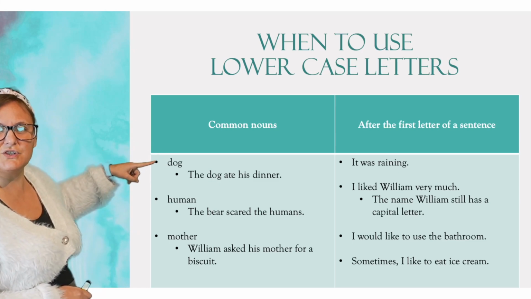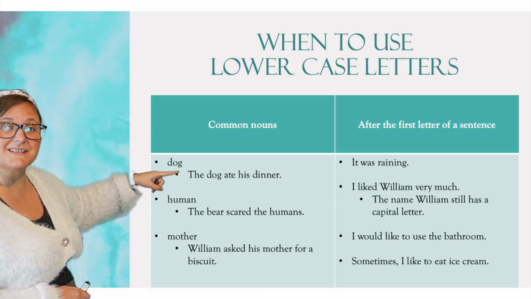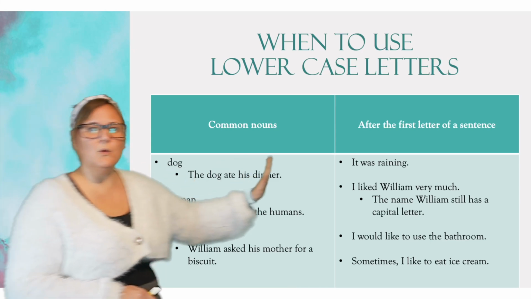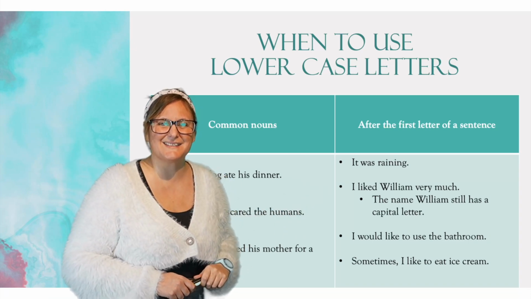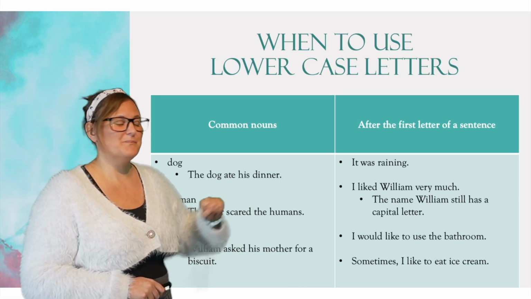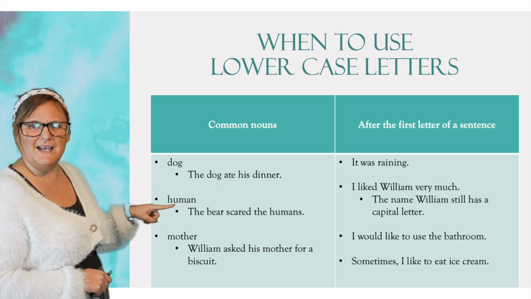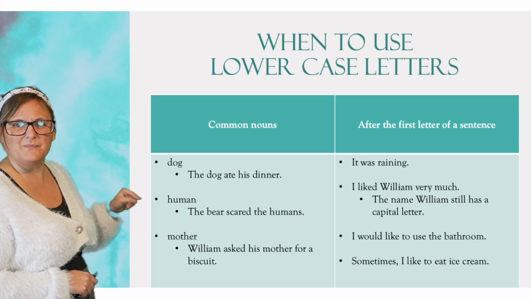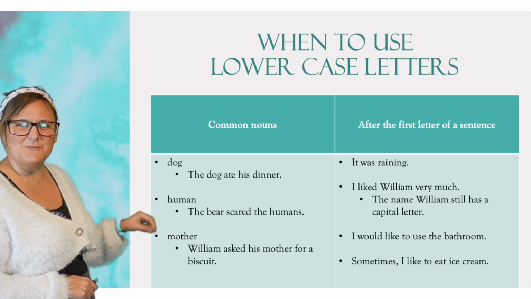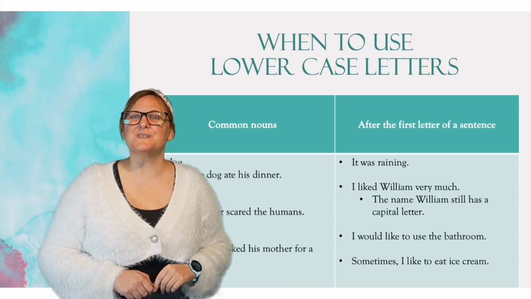We have dog. If we look at our sentence, we have our first letter of the sentence is a capital letter, and all the other words are lowercase letters. So the dog ate his dinner. Then we have human. The first letter is our capital letter, and then we have the bear scared the humans. I would be scared of a bear too.